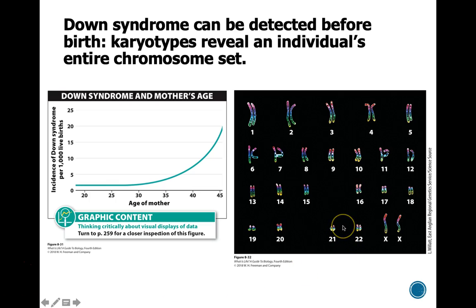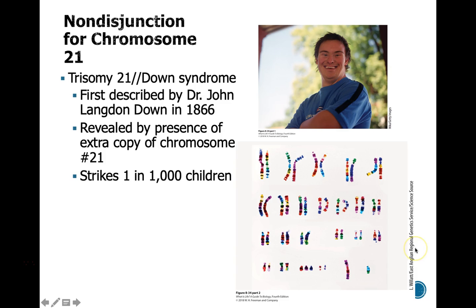So here we have another example of a karyotype. This is a normal chromosome 21, so we only have 2 copies. I would like to point out this is a female karyotype, 2 X chromosomes, and if we go back here, we actually have an X and a Y. You can see that X chromosome is much larger than the Y chromosome.